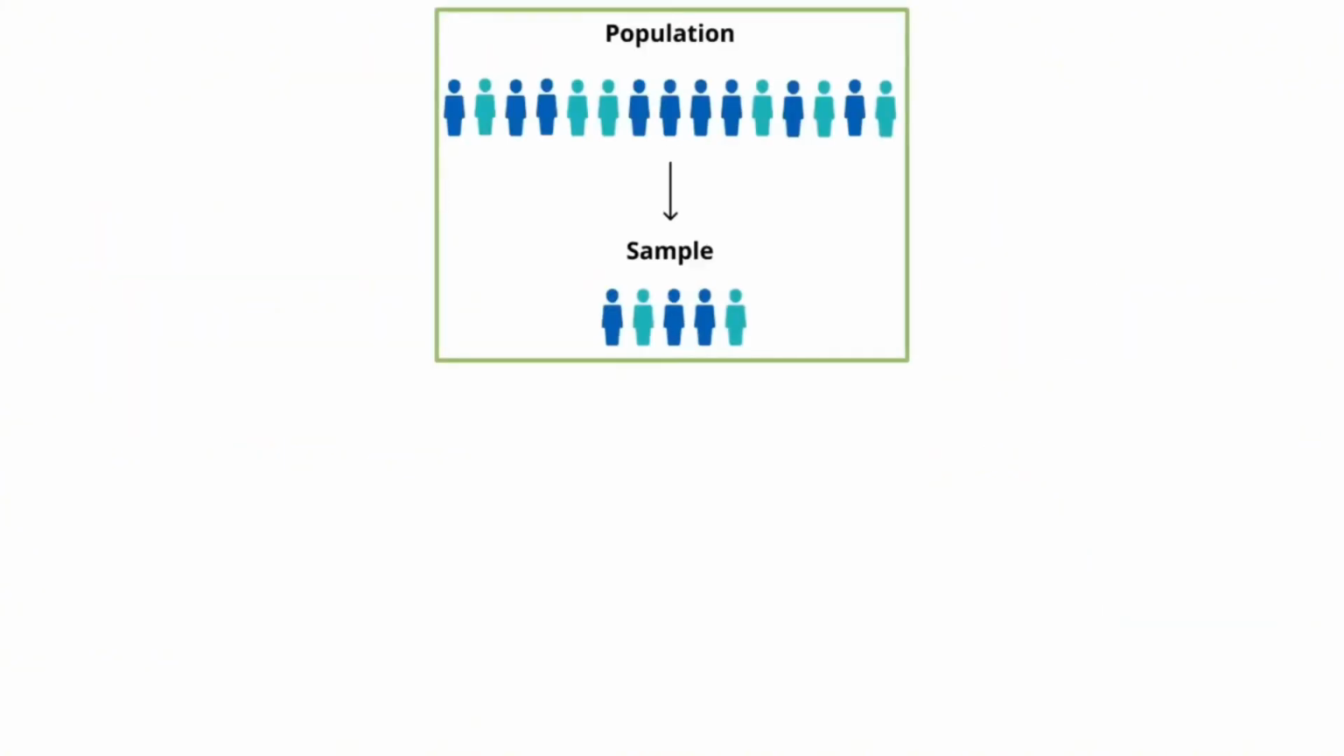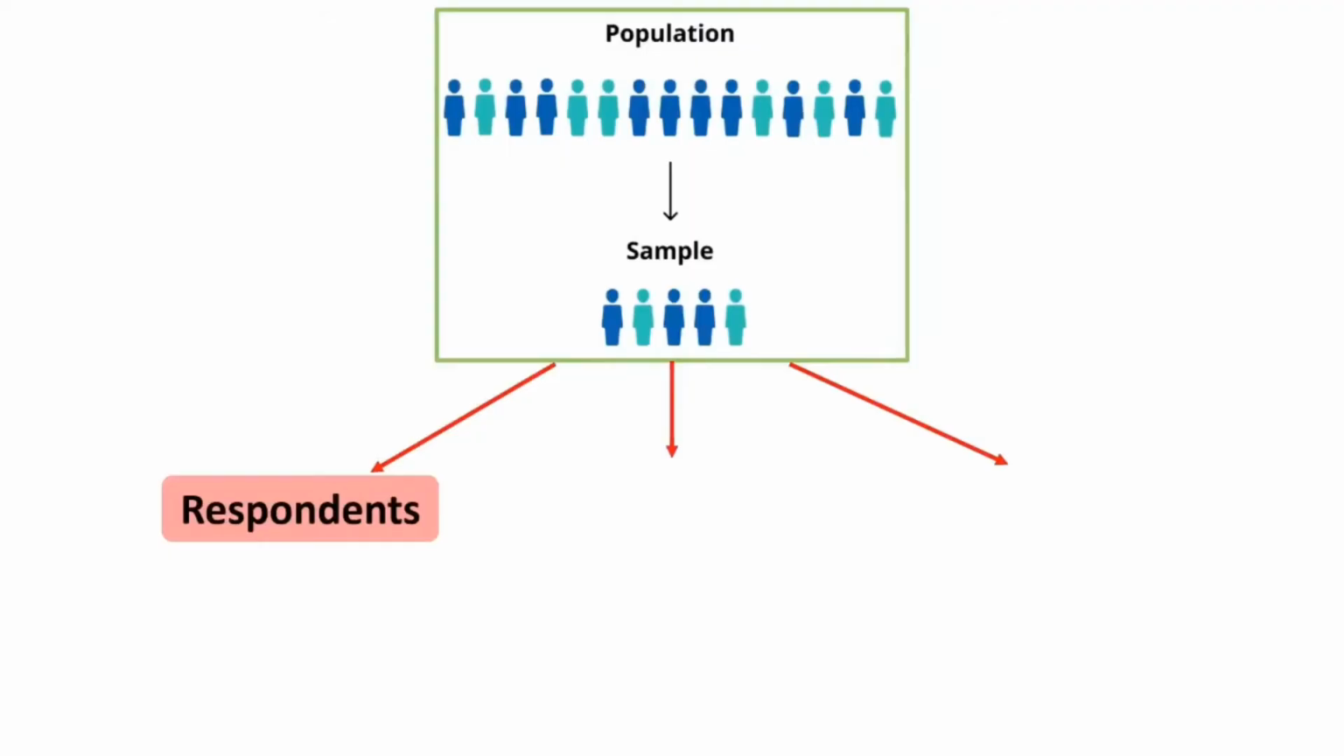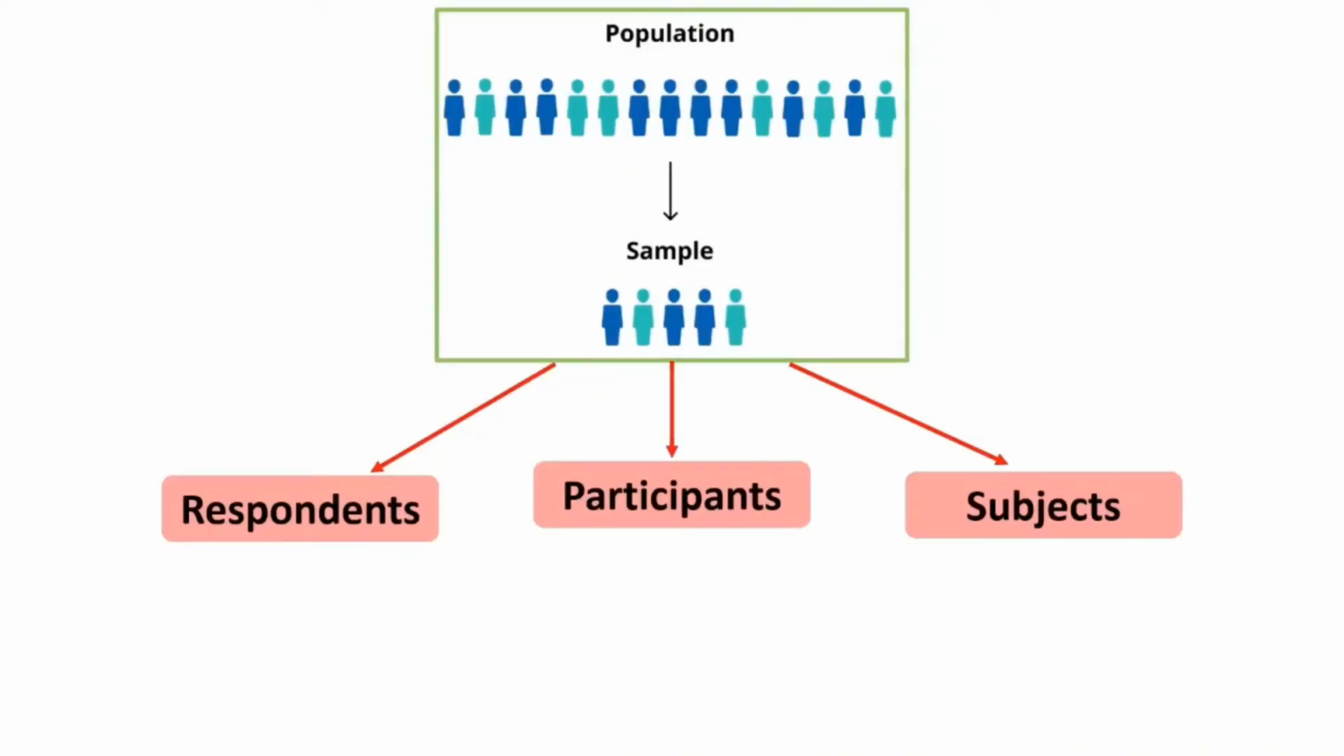Now, the sample or the people who the researcher selects for their study is further categorized into 3: respondents, participants, and subjects. Respondents generally answer or respond or reply to the questions asked by the researcher. No more, no less.